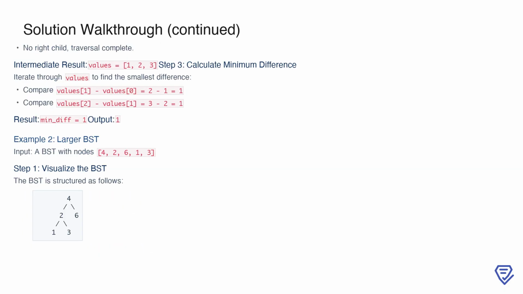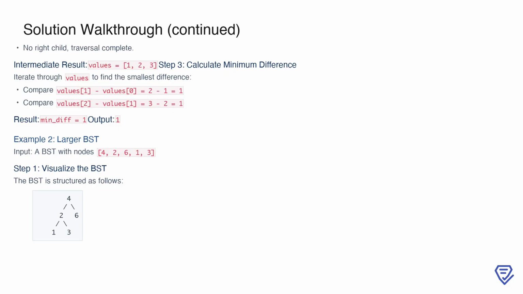Now that we have the sorted list 1, 2, 3, we calculate the minimum difference between consecutive elements. First, we compare 2 minus 1, which equals 1. Then, we compare 3 minus 2, which also equals 1. The smallest difference in this case is 1. Thus, the result for this example is 1.